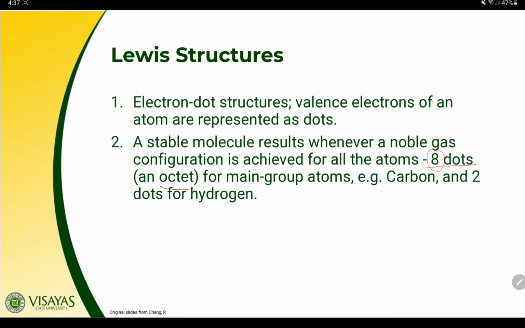Main group elements tend to want to achieve a noble gas configuration. For example, carbon will want to have 8 electrons in total, valence electrons, just like noble gases. Hydrogen, on the other hand, wants to have 2 electrons in total, or a duet.